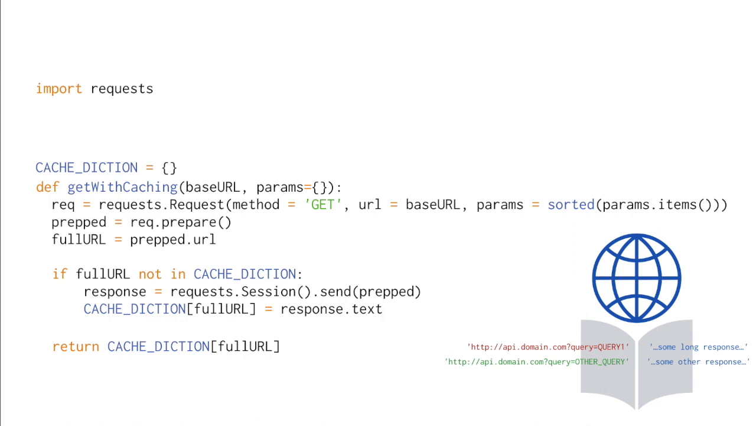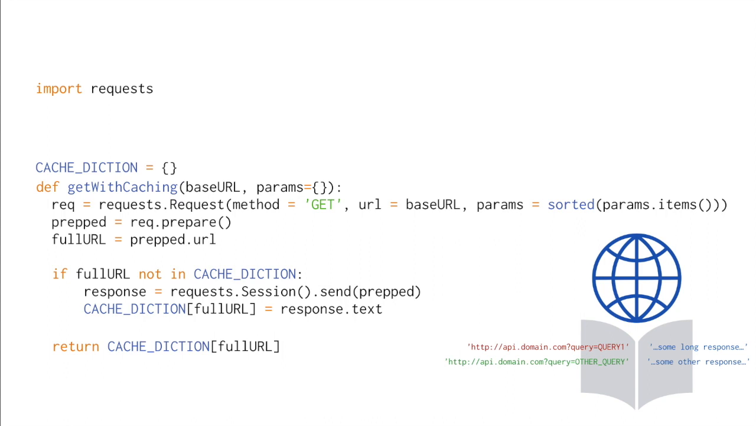Okay, so great. This is actually caching code that works. Every time we call getWithCaching, we first check if an item is in our cache, and if it's not, then we make a request over the internet, and if it is, then we just return our cache's value for that URL. But there's a problem, because right now, we don't store data across sessions.